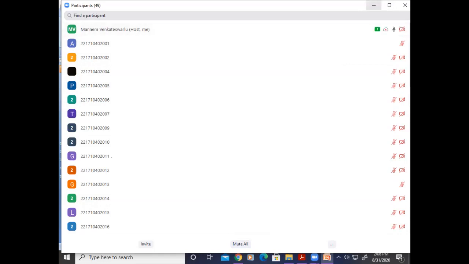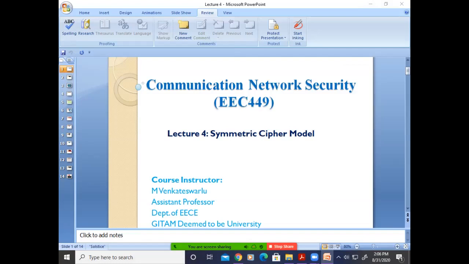Anyway, today we will discuss the symmetric cipher model. So now we are moving to what cryptography is and what characteristics we want in any cipher model, etc. We will see in today's lecture. Slowly we will move to the different types of algorithms, how to encrypt the data, etc.